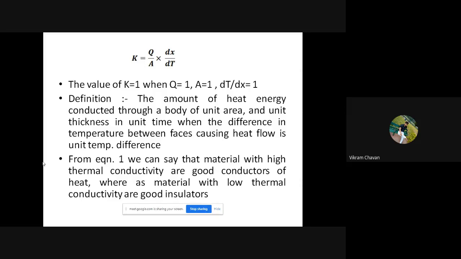Heat transfer. Whether my voice is audible and can you see my presentation? Please let me know. Yes, sir. Okay, thank you.